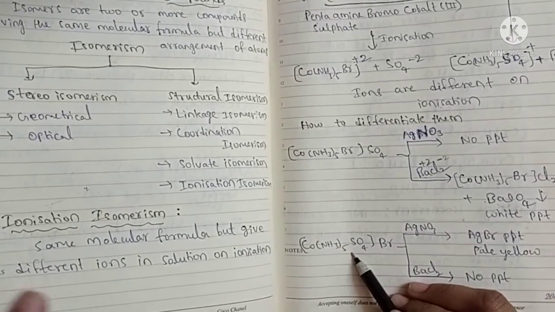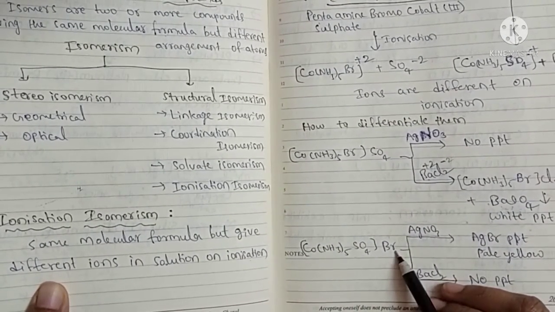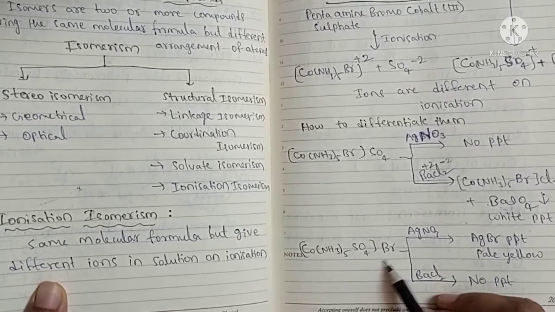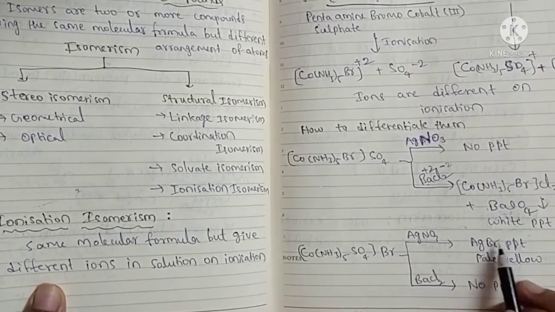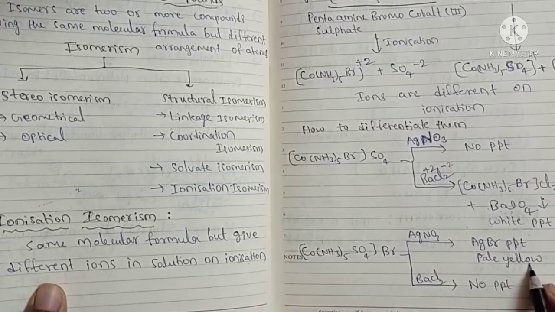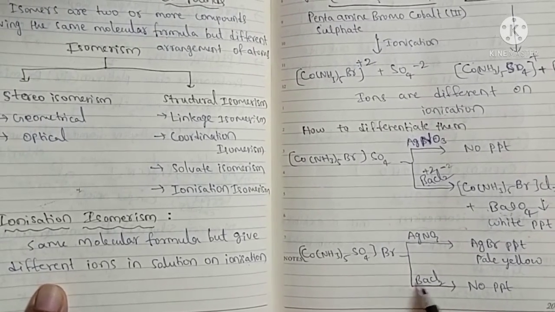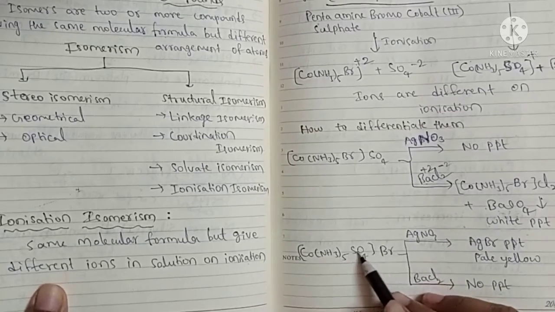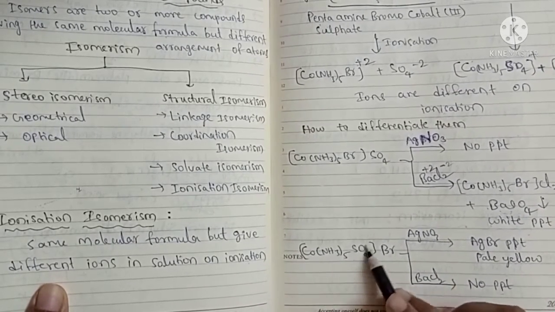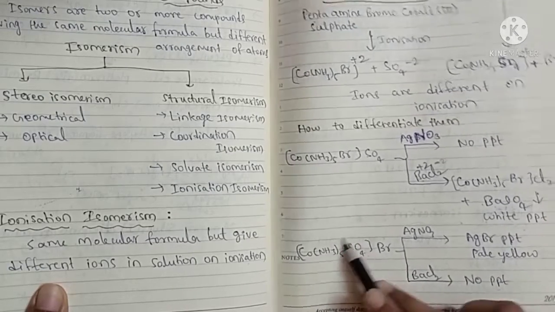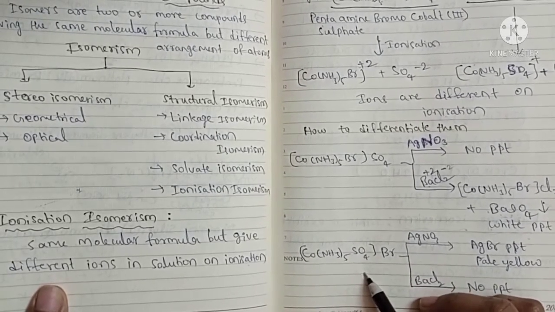And let us check another isomer. [Co(NH3)5SO4]Br. For example, this isomer. If we add AgNO3, it can form silver bromide precipitate. It is a pale yellow precipitate. If we add barium chloride to this solution, there is no precipitate because sulfate is inside the sphere. It is in the complex sphere, so it cannot give the test for the individual ion.